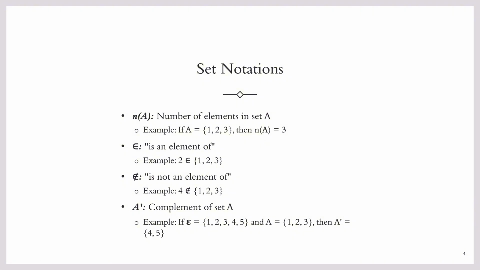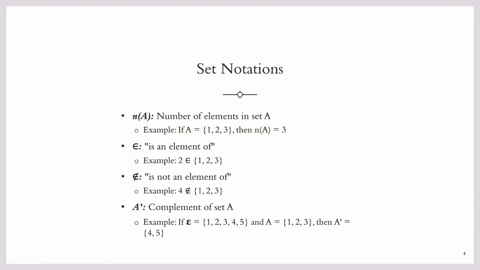A simple line through that symbol signifies "is not an element of." For example, 4 would not be an element of set A. Simply, 4 is not an element of the set 1, 2, and 3.